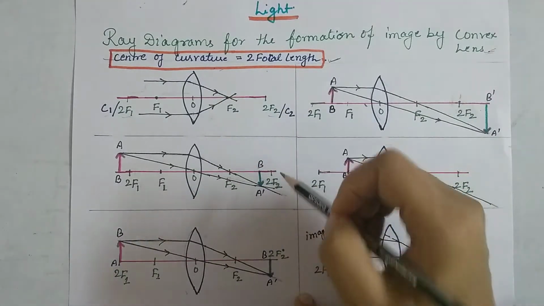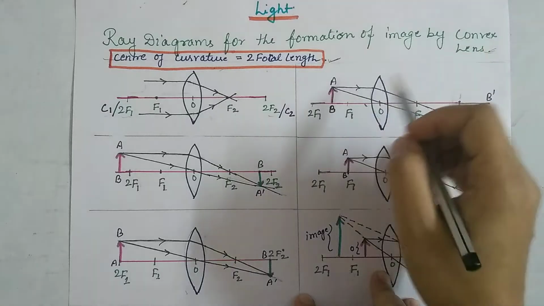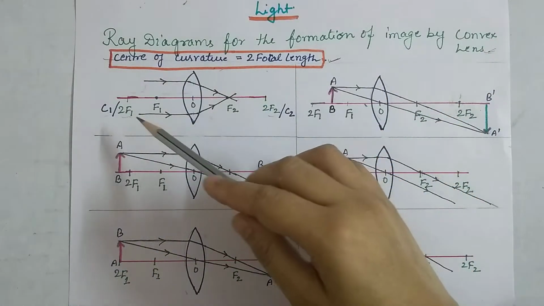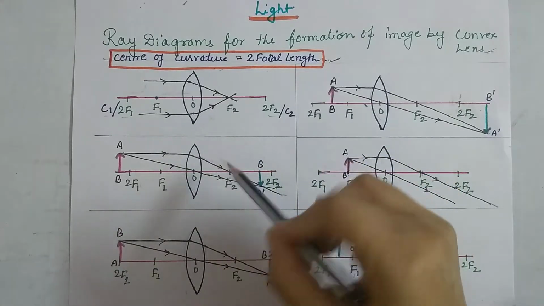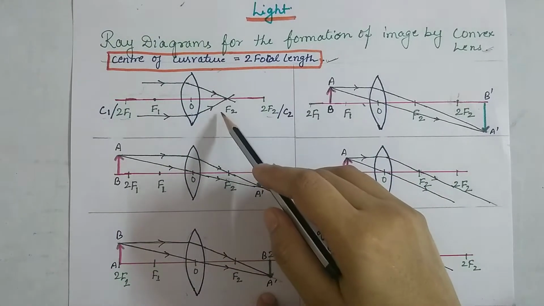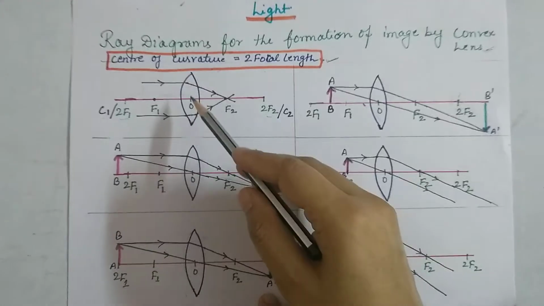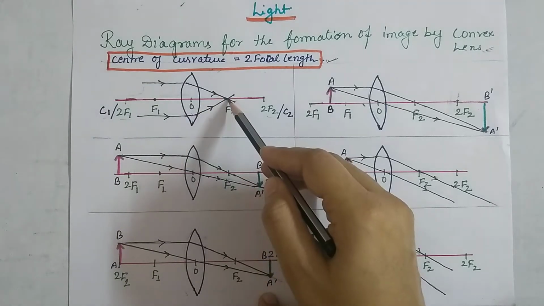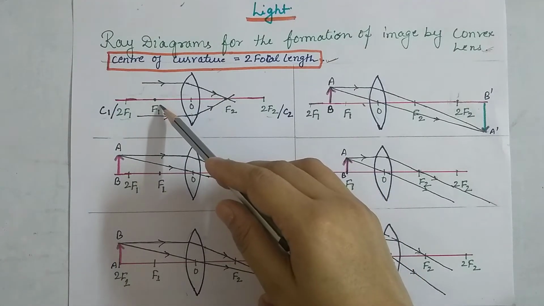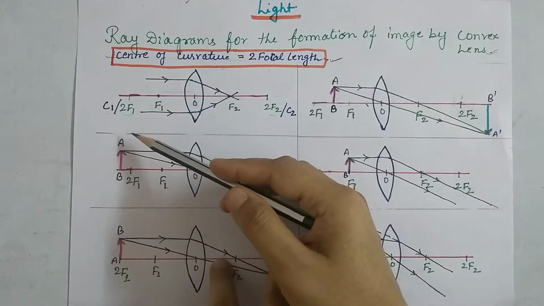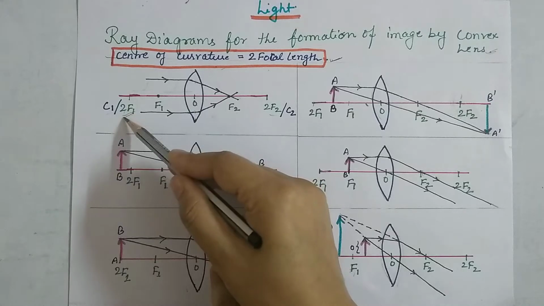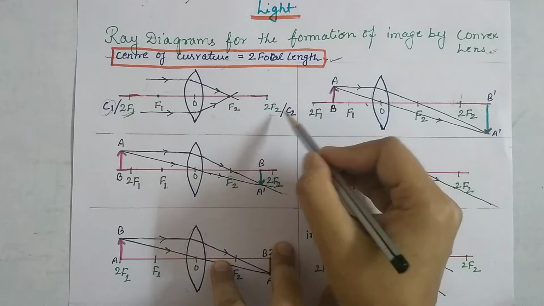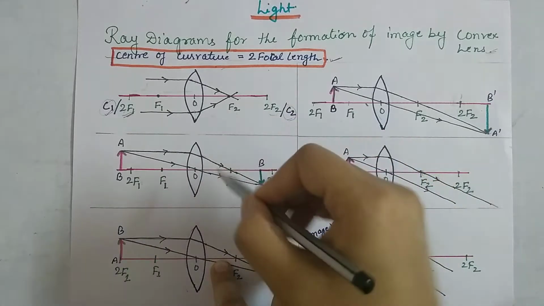Before understanding the ray diagram formation for the convex or concave lens, I would like to tell you about the terms used here. In the first figure you can see this is your optical center. This is your focus 2, this is your focus 1, and here I have written 2f1 instead of c1. C1 is your center of curvature, and here c2 is also your center of curvature.